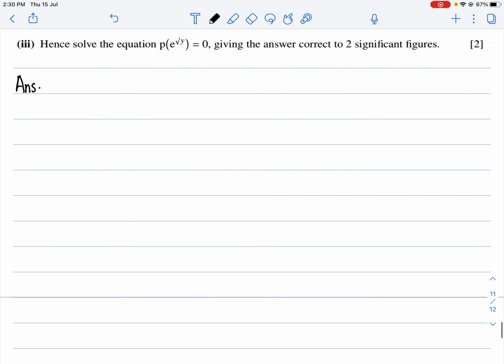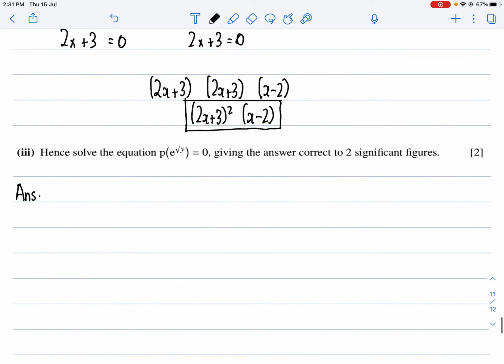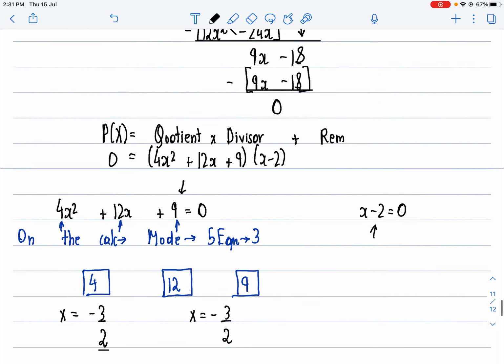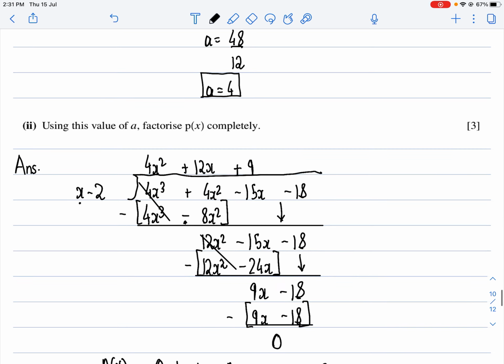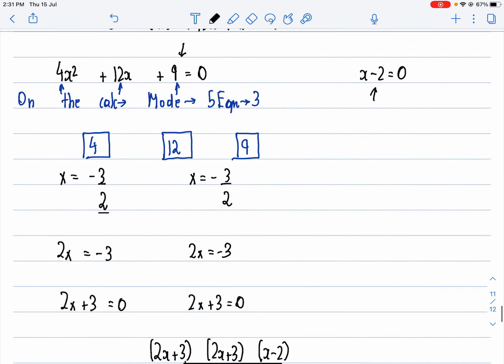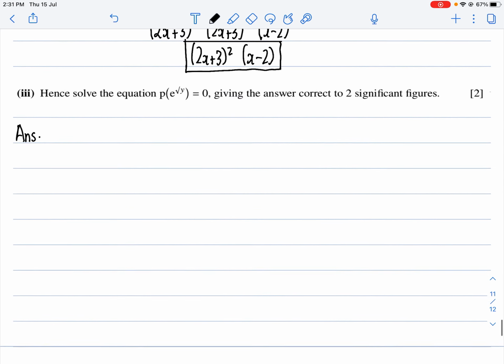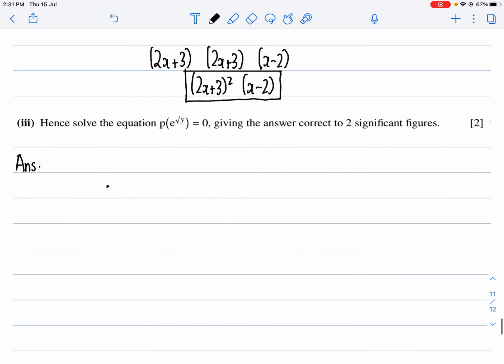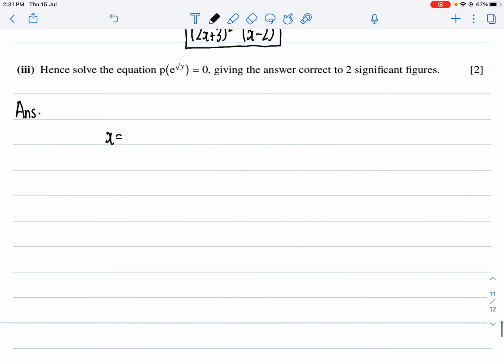Now, part 3: hence solve the equation p of e raised to root y equals 0, giving your answer to 2 significant figures. Okay, so what you basically need to do here is, if you notice, this x which you have here is replaced by e raised to root y. So I know my x is equal to minus 3 over 2. Correct? I don't need to write it twice. I can just write it once now.